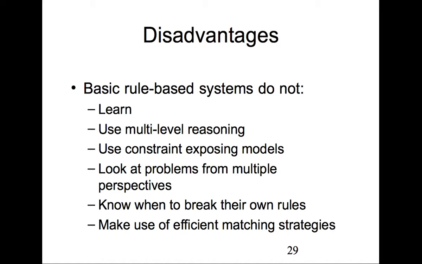It's not going to learn that. It's not going to know about that. It's going to rule you out completely, perhaps. It also uses constraint exposing models where you actually have to give away your model in order for anyone to understand what it's doing. So if you talk about food poisoning, you have to tell people, well, it's your stomach.